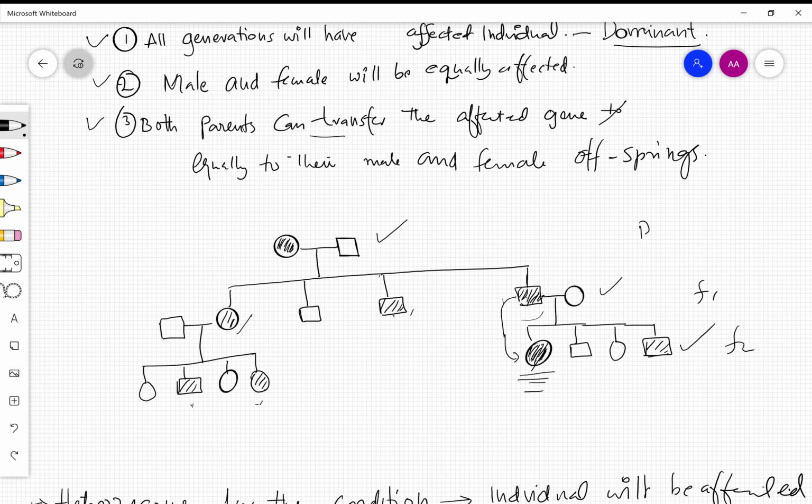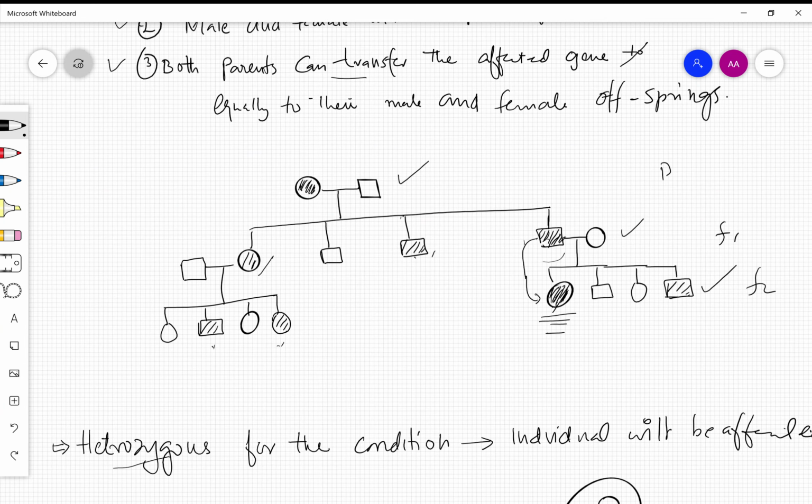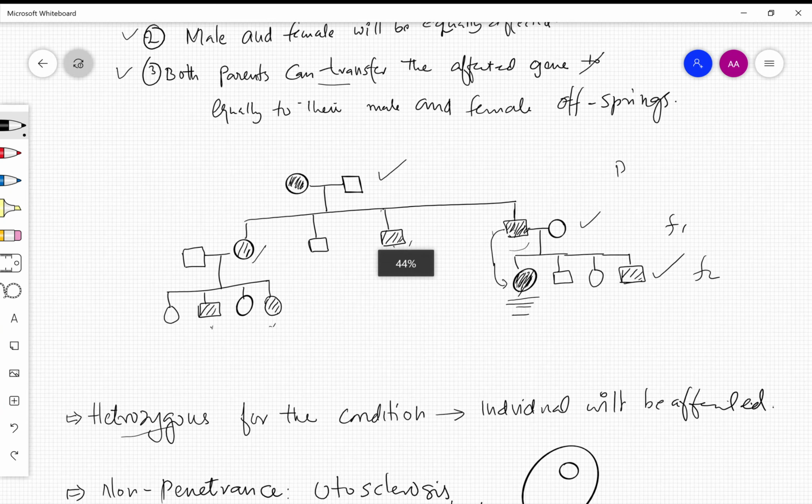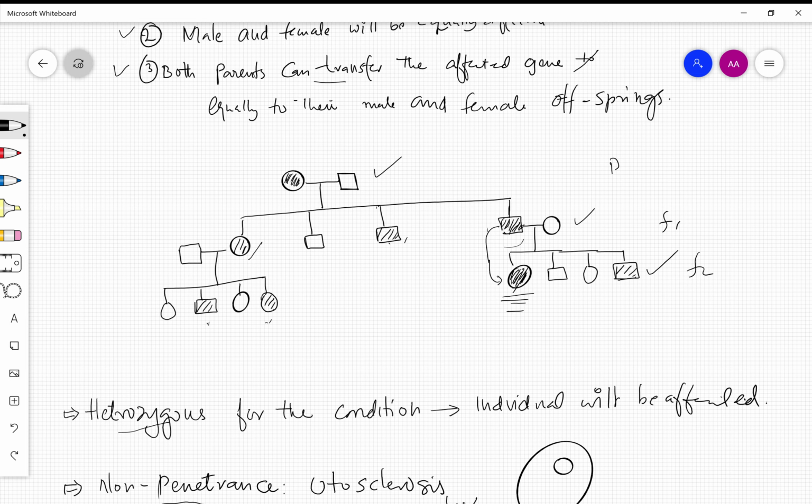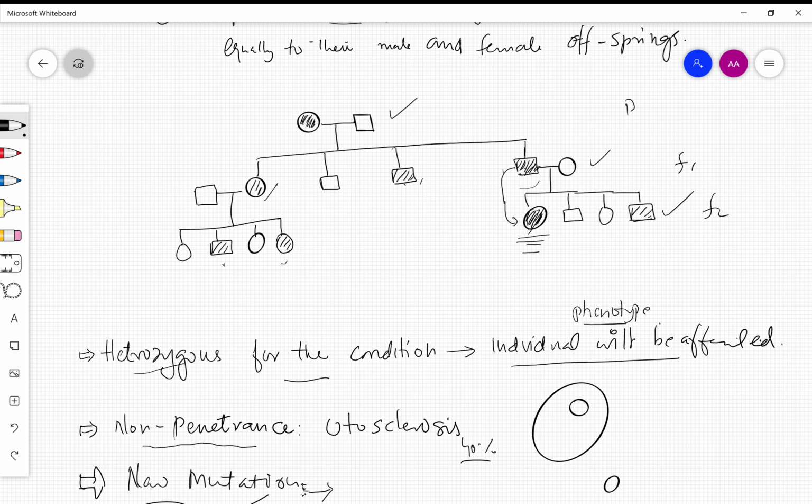Now coming down to other features of autosomal dominant inheritance: if you are heterozygous for the condition, meaning you have only one affected allele or gene, the phenotype will be affected. For instance, a disease like achondroplasia. So if you have one of the genes affected, yes, you will have the disease. But there are certain features, like the non-penetrance phenomenon, as seen in otosclerosis.